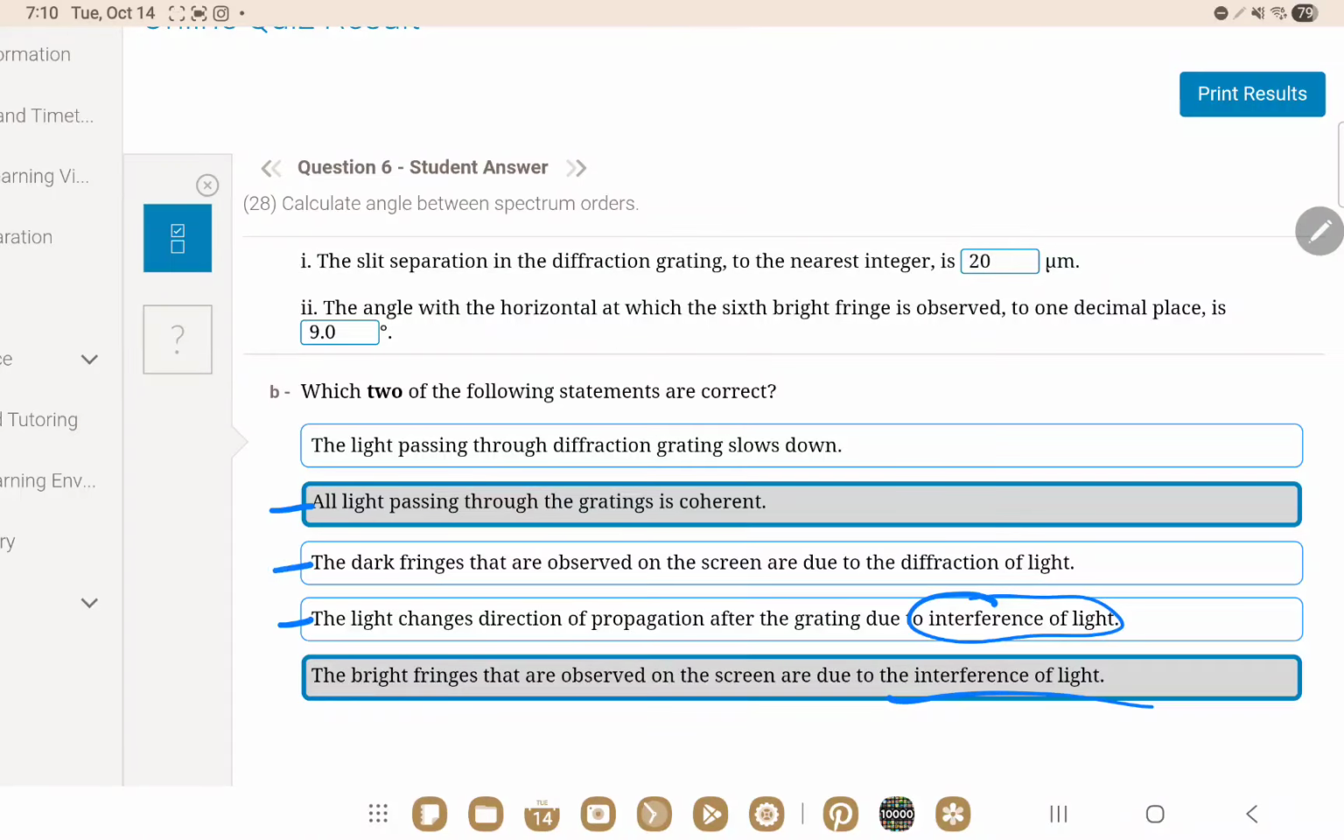The dark fringes observed on the screen are due to diffraction? No, it's due to interference. The light passing through the diffraction grating slows down? No, it does not change its speed after it passes through a diffraction grating. Moving on.